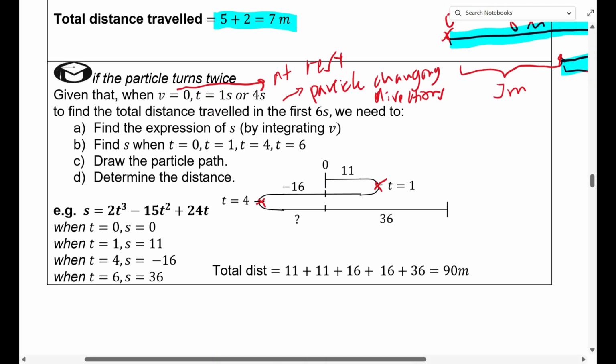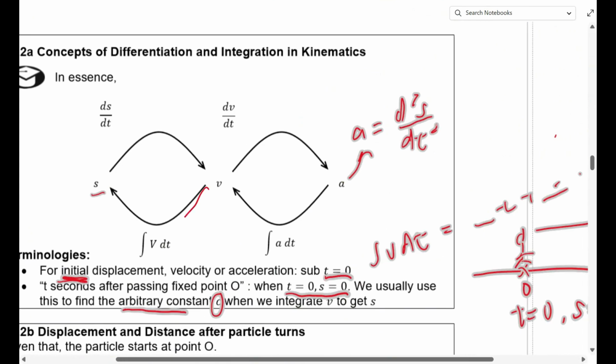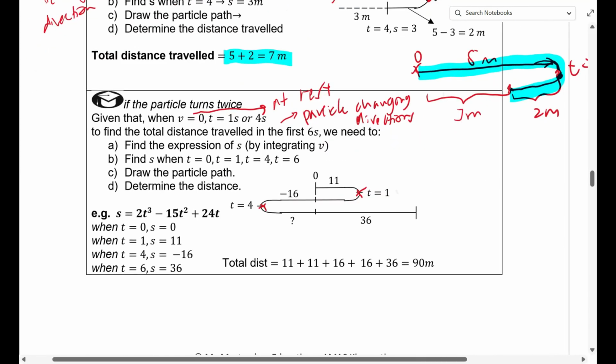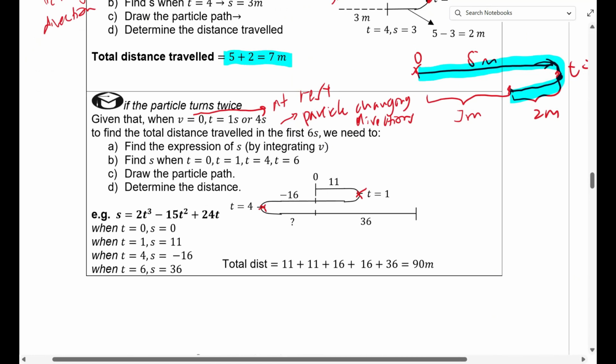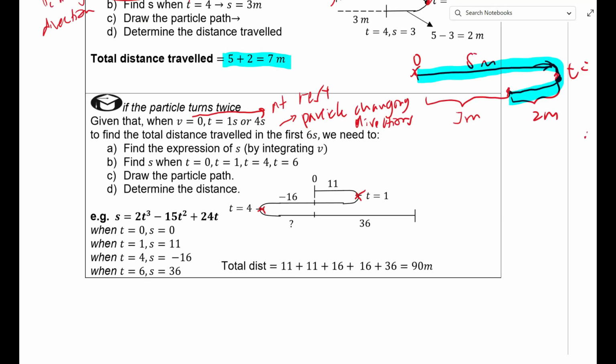So we need to find the total distance traveled in the first 6 seconds. Since we are only given our velocity, to get our displacement from velocity, we refer back here, it is the integration of our velocity, our v. Therefore, first step, we will find the expression of s by integrating v.